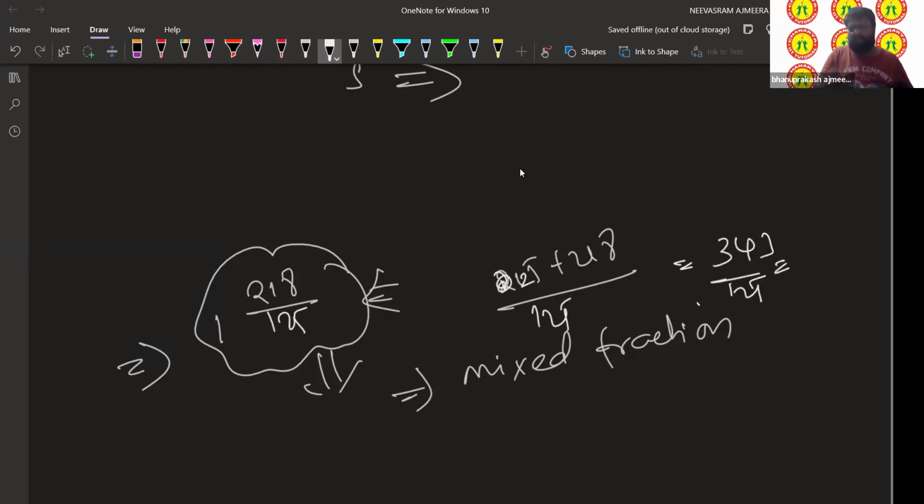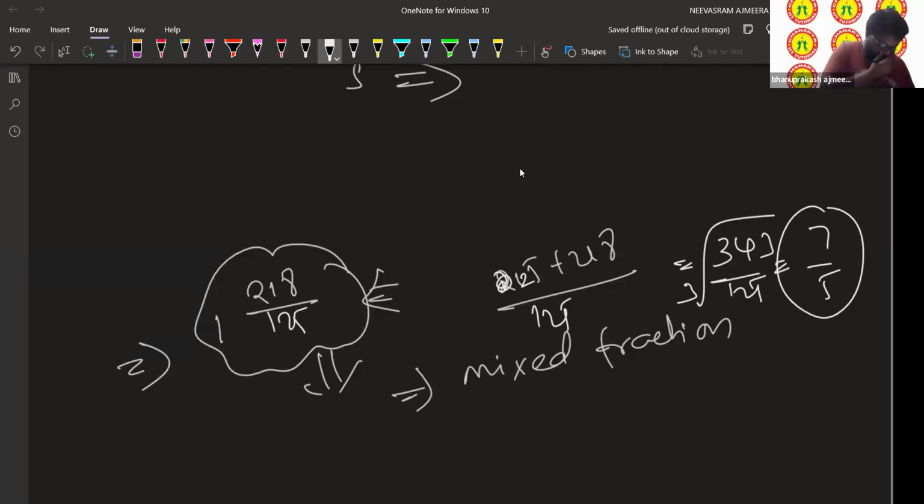Then they are telling to find out the cube root. Anyways, this is 7 and this is 5. So the answer will be 7 by 5. Here, if you see, they have again given it in mixed fraction, so you can write it as 1, 2 by 5.